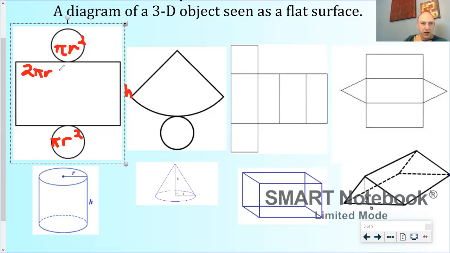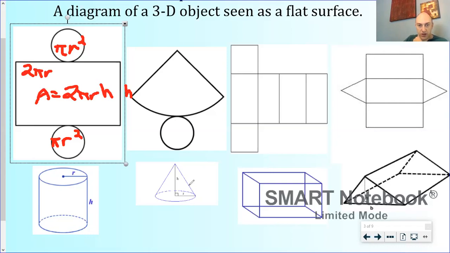And so the area of this inside is 2 times pi times r times h. 2 pi r h. Okay, let's take a look at the next one.